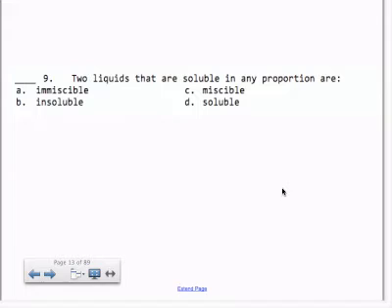Two liquids that are soluble in any proportion are called miscible. Immiscible would mean that they are not soluble. They can mix, but then they separate. And then insoluble and soluble are just more general terms for anything that will not dissolve in the case of insoluble, or would dissolve in the case of soluble.